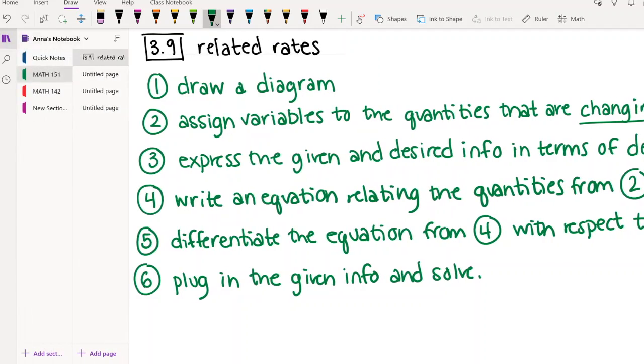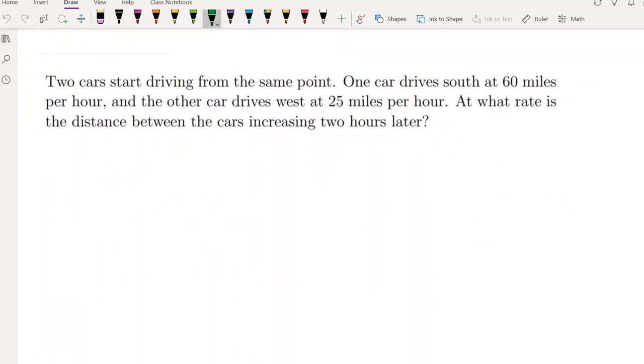Okay, so let's get straight into examples. I decided to pre-type the questions here because otherwise it would take a little bit long to write them out. This question says two cars start driving from the same point. One car drives south at 60 miles per hour and the other car drives west at 25 miles per hour. At what rate is the distance between the cars increasing 2 hours later?